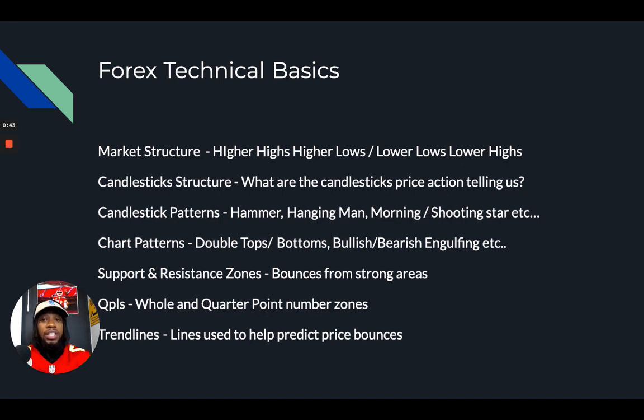You also have the candlestick structure, right? So what is each individual candlestick really telling us, right? So when you combine the information of these candlesticks, that's where we start to get candlestick patterns. These candlestick patterns can be things like the hammer, hanging man, morning star, shooting star, right? And what these patterns do is they give us an indicator on where price may potentially move based off the information we know about these candlestick patterns.